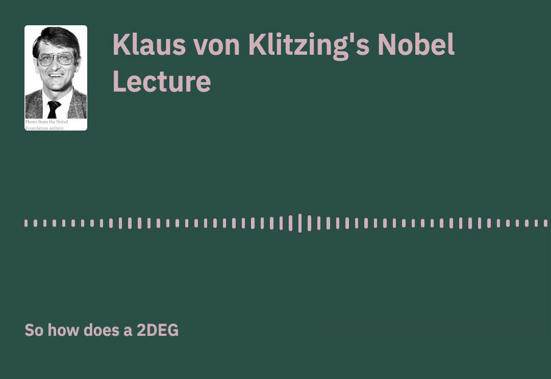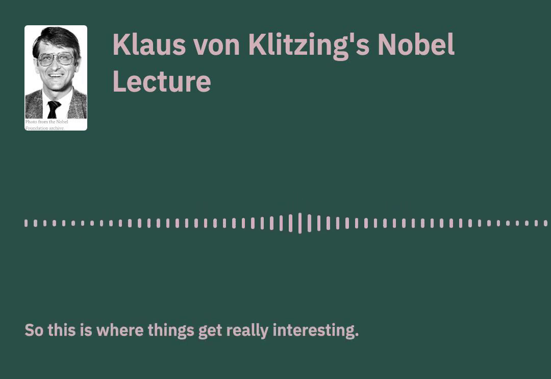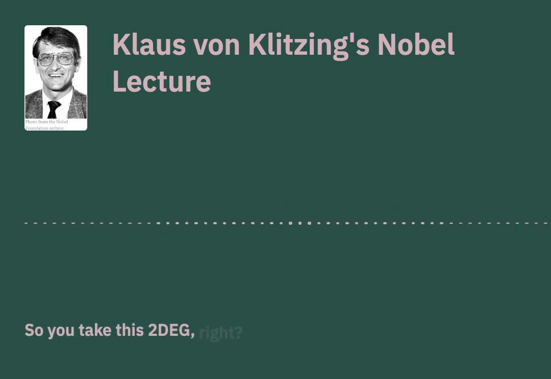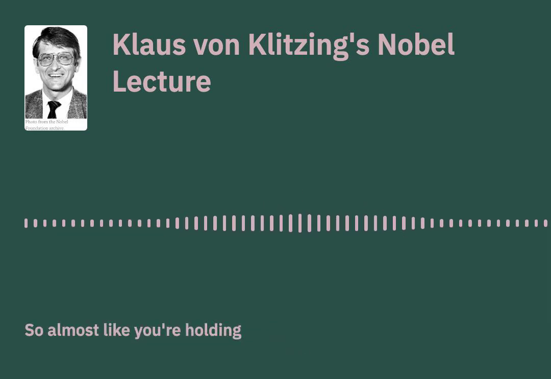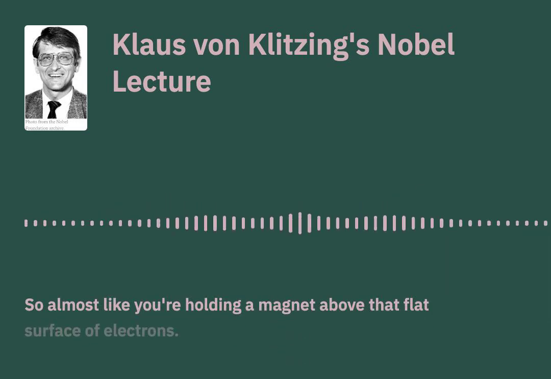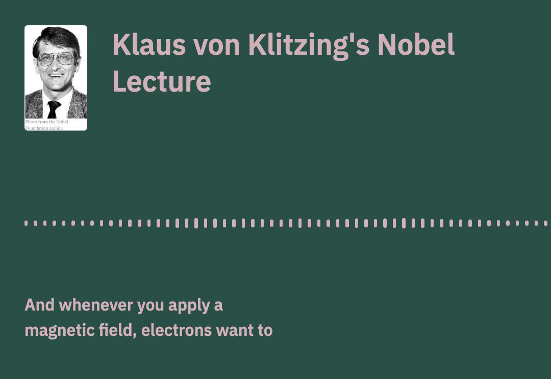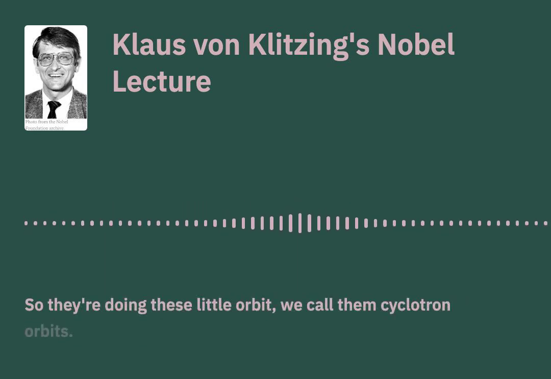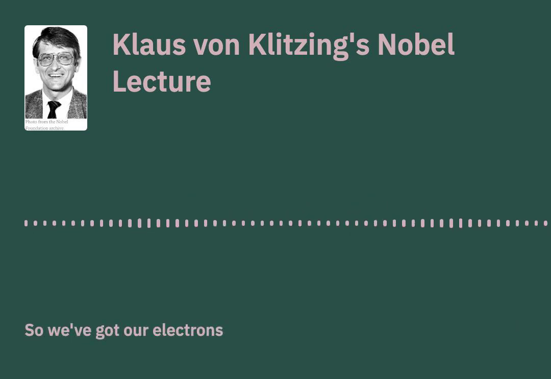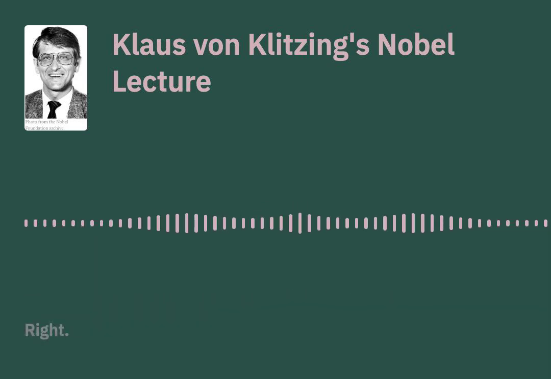So how does a 2DEG lead to the quantum Hall effect? This is where things get really interesting. You take this 2DEG, and von Klitzing applied a strong magnetic field perpendicular to it. So almost like you're holding a magnet above that flat surface of electrons. Right. And whenever you apply a magnetic field, electrons want to move in circles. So they're doing these little orbits, we call them cyclotron orbits. So we've got our electrons trapped in 2D doing a little dance in a magnetic field. Right, so then what happens?